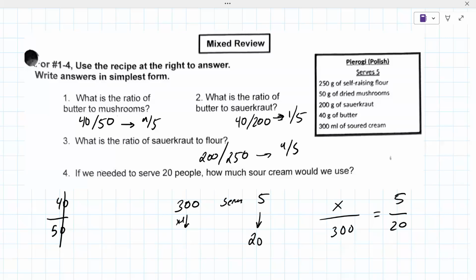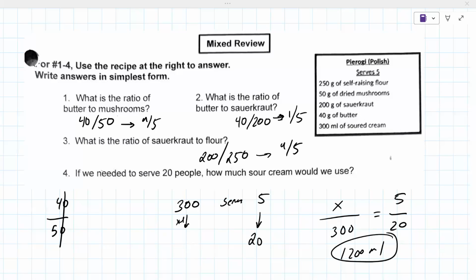Yes. And what is the answer you came up with? I got 1200 milliliters. Actually, I have some units there. I put 200 milliliters of sour cream. All right, good job on that. So we're gonna keep going here.